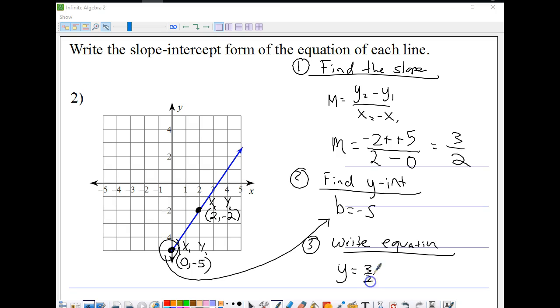Cool. There you go. So there's your 3-step process. Bueno?